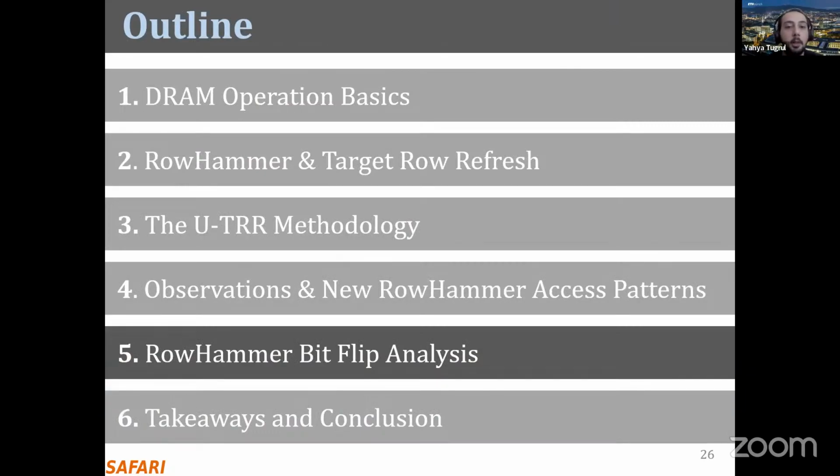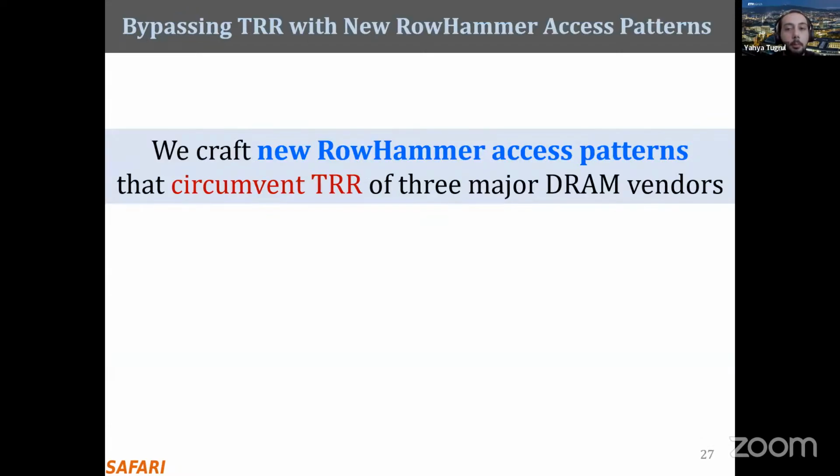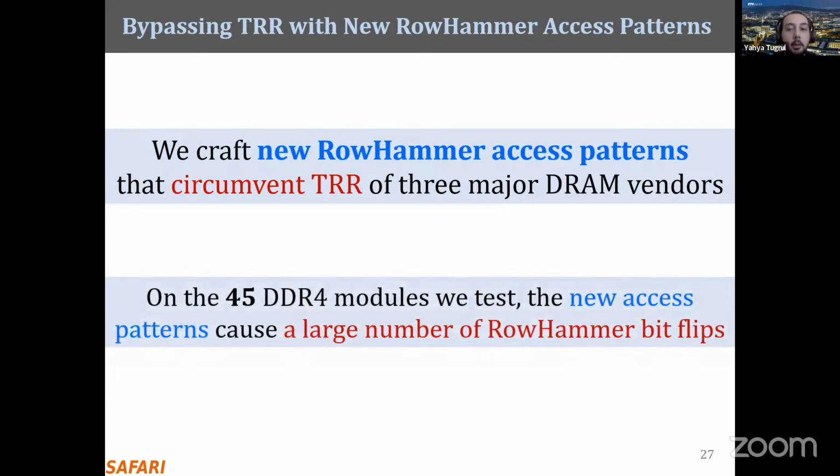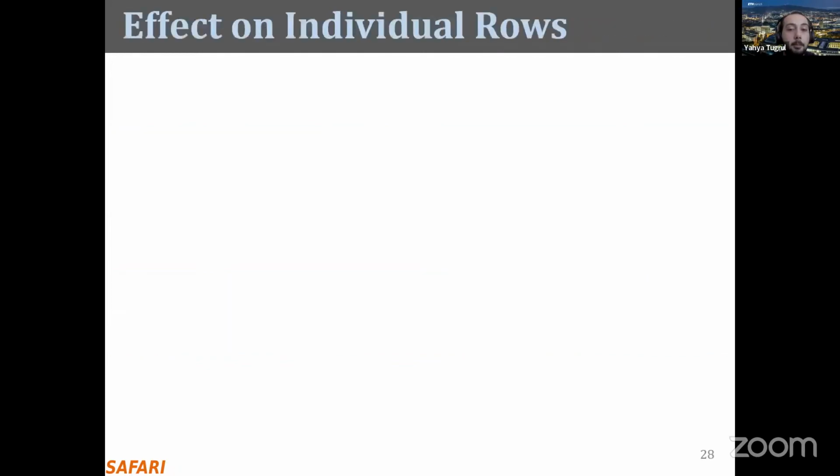Now let's look at the results of our new access patterns. Leveraging these observations, we crafted new RowHammer access patterns that circumvent the TRR of three major DRAM vendors. To evaluate the effectiveness of these patterns, we performed experiments on real DRAM chips, on 45 DDR4 DRAM modules, and we observed that the new access patterns can cause a large number of RowHammer bit flips.